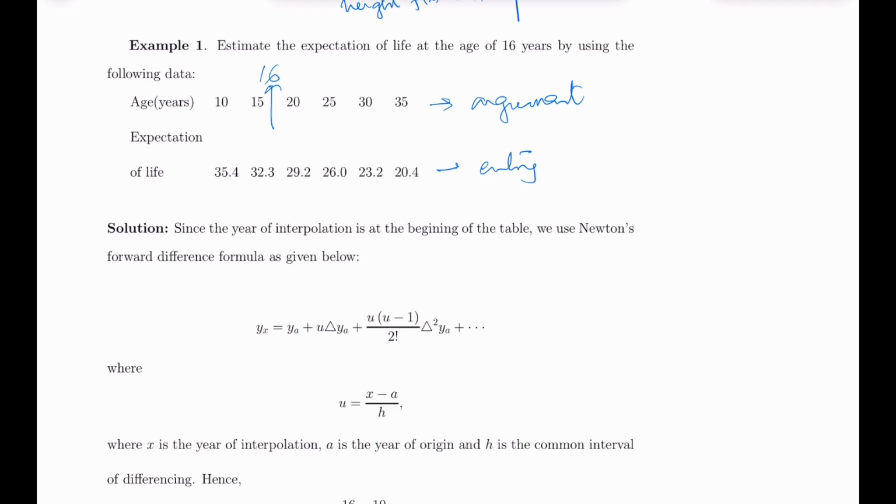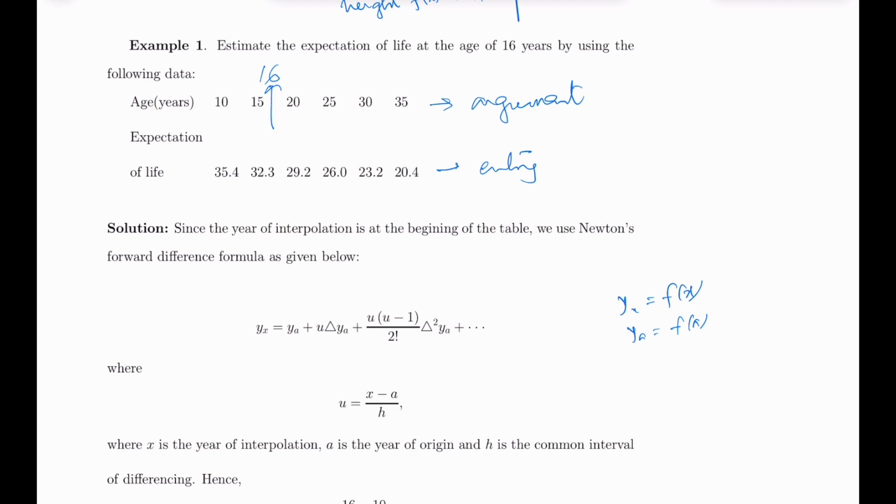So we have the formula y(x). y(x) is nothing but we have written y(x) for f(x). y(x) is y(a) plus u delta y(a) plus u into (u minus 1) upon factorial 2 delta square y(a) and so on and so forth. So y(a) is your f(a). So we have u equal to (x minus a) upon h.